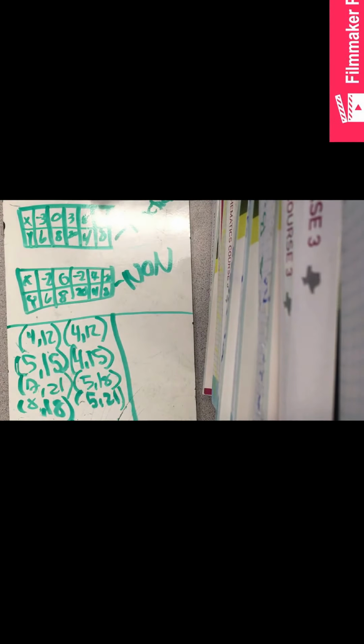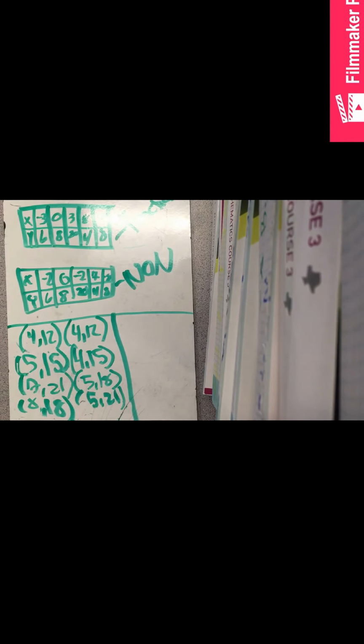As you can see, these are functions, and you might think that this one is not a function, but as you can see, this is a -3 and this is a +3, and -3 is not the same as +3, so that's what makes the chart a function. And this is a non-function because as you can see, -2 and -2 on the x-axis, they both repeat, so that's why it's a non-function.